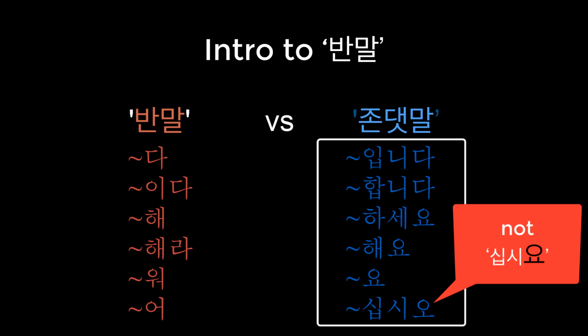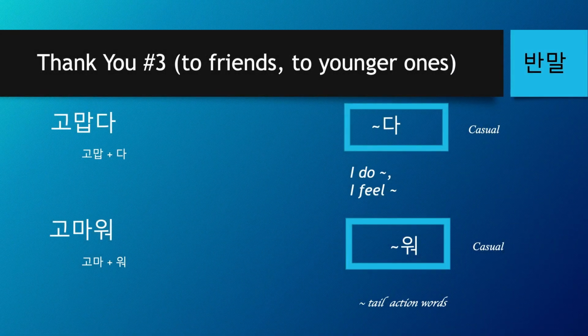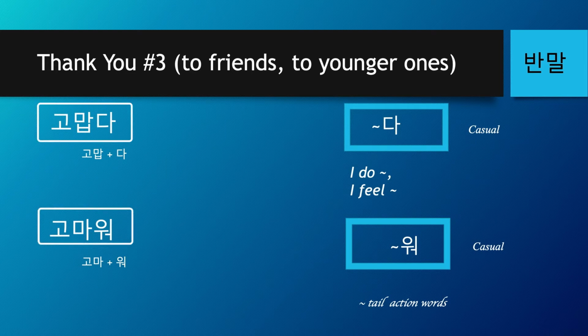Let's take a look at examples of these in greetings context. Here is how to say thank you in a casual way between friends or to a younger person. 고맙다 and 고마워. The tail words 다 or 워 can be used to make it a casual thanks. You should not use this expression to your teacher, to your boss, or to your grandfather even if you are very thankful. Use polite expression 고맙습니다 or 감사합니다.